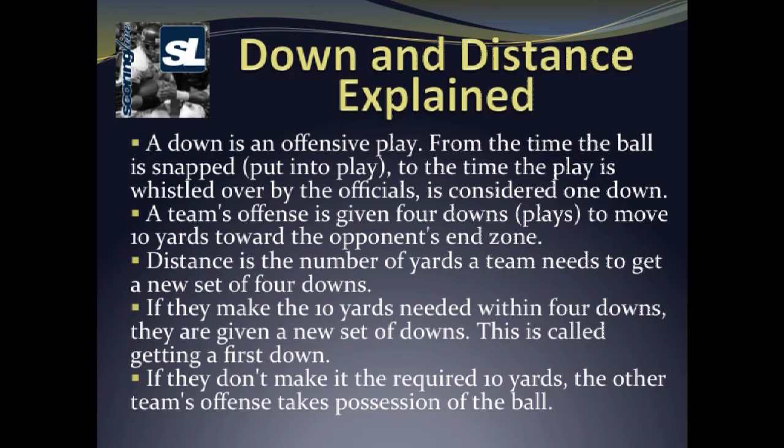Okay? A team's offense is given 4 downs to move 10 yards towards the opponent's end zone. Distance is the number of yards a team needs to get a new set of 4 downs. So if you get 10 or more yards, assuming that there is another 10 yards, it's 1st and 10. If they make the 10 yards needed within 4 downs, they're given a new set of downs. This is called getting a first down. If they don't make the required 10 yards, then they lose the ball on downs, and the other team takes possession of the ball.